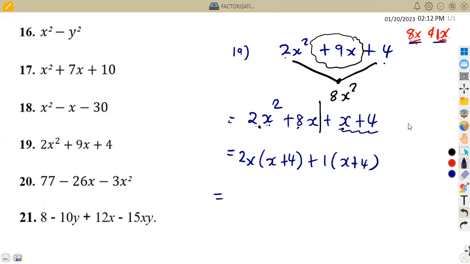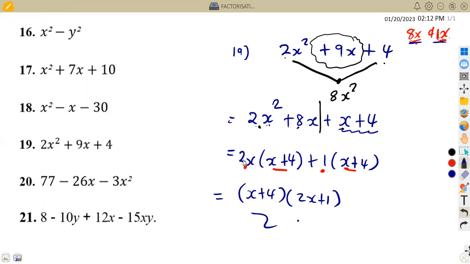All right, anyways, x plus 4 is common. As we can see, these two brackets are the same, so we can factor out x plus 4. If you factor out x plus 4, what do you remain with? From the first part, we have got 2x, and from the other part, we've got 1. So this is going to be written as 2x plus 1. So that's your final answer there.